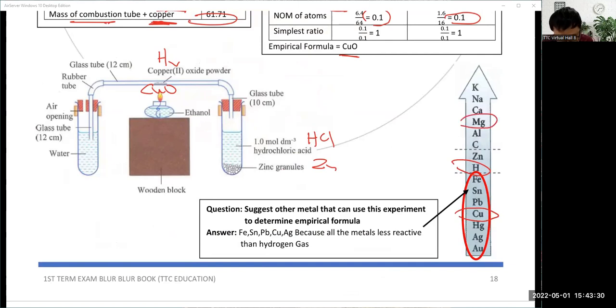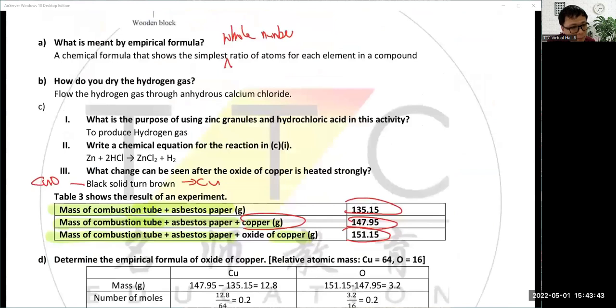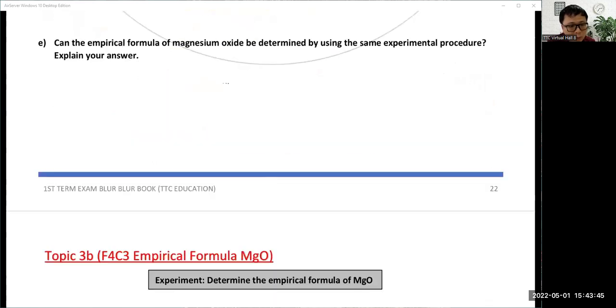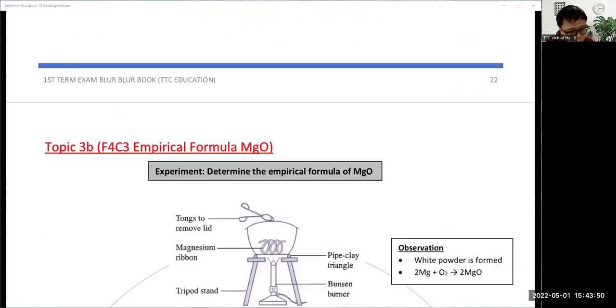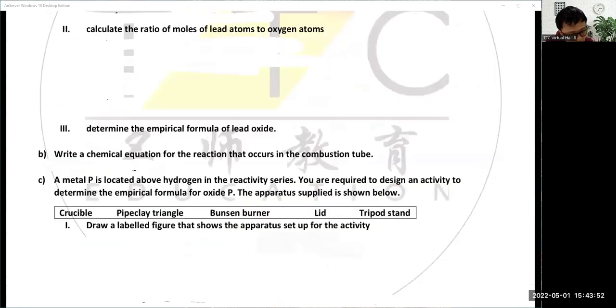So any metal below here can use hydrogen to determine the empirical formula, but anything above, you weren't able to react with hydrogen gas. So for anything above, you use the second experiment, which is called the combustion tube, which we'll discuss in topic number 3b. Okay, so the answer is no.